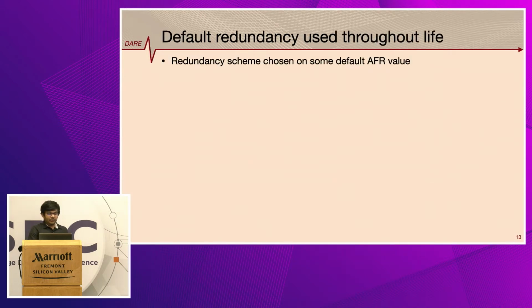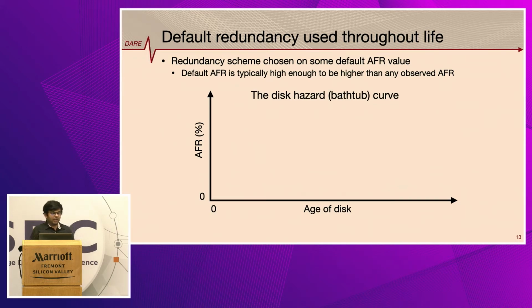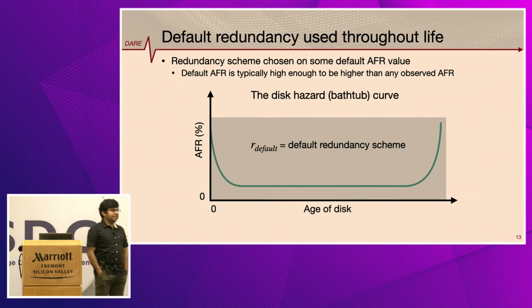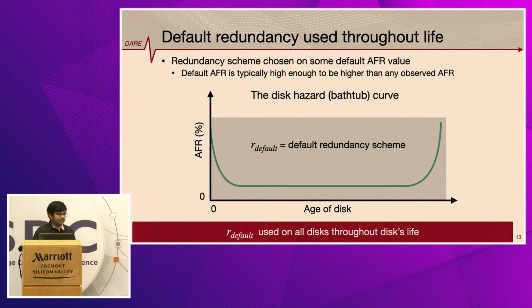Now, when a default redundancy, suppose a single redundancy scheme, is used throughout a disk's life, its configuration is set to something that has been observed as the worst failing disk across any part of its lifetime in the cluster. So typically, if you have a bathtub curve and the gray region is showing you the protection provided by the redundancy scheme, you can assume that the entire failure curve is well within the protection level of the redundancy scheme. Essentially here, our default is used throughout all disks throughout their lifetime.